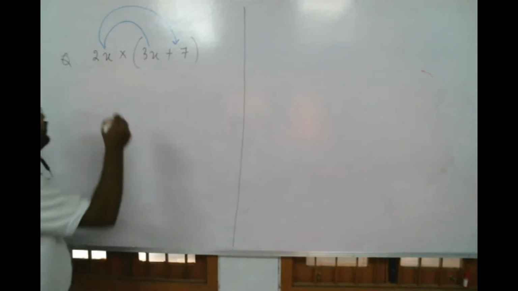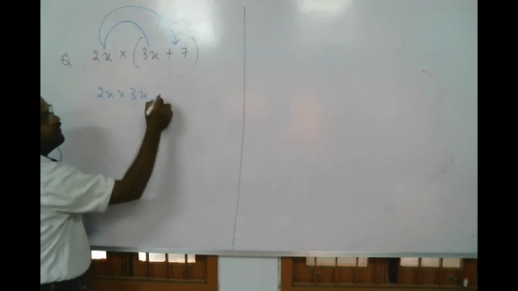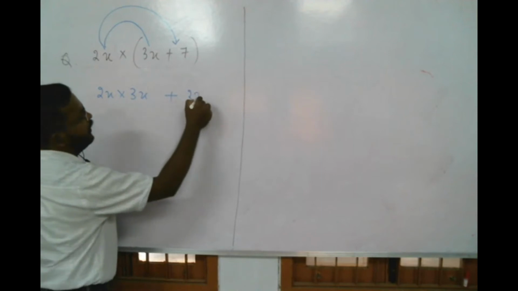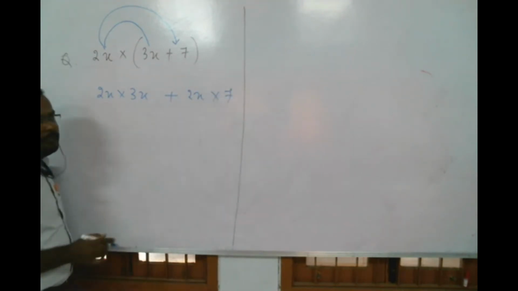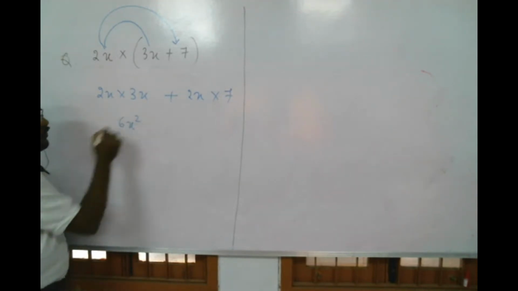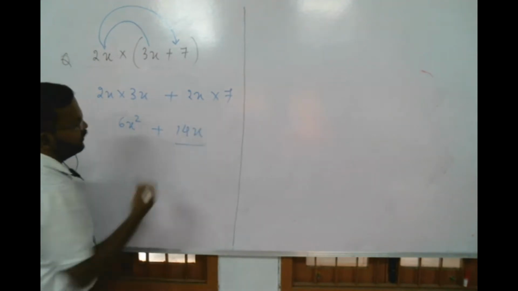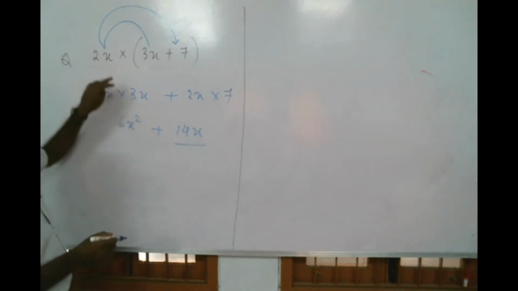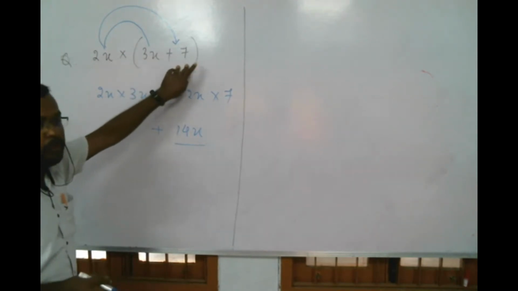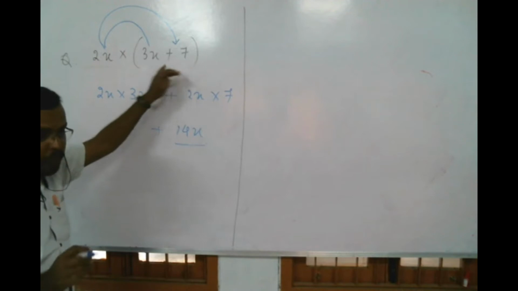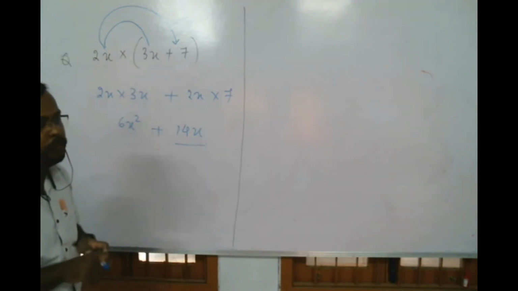Now 2x we have to multiply with 3x, plus is there, you write that plus, 2x we have to multiply with 7 also. So 2x multiplied by 3x will get 6x square, plus 2x into 7 will get 14x. So this is the answer. What most of you have done is just written this plus 7 as it is. You are not using distributive property. Distributive property we have already learned in numbers. The same thing you have to use here.